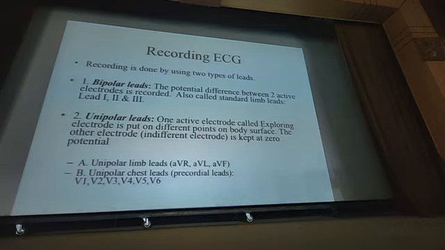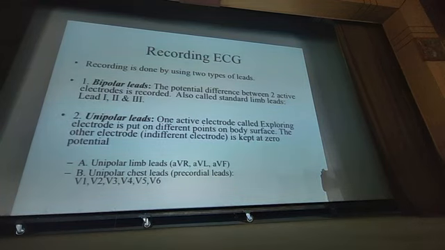If it is a unipolar lead, only one electrode is active and is put on the surface of the body. And what about the other electrode? It is formed by the potential difference of other leads. In bipolar leads, both electrodes are active, positive and negative, and the potential difference makes the lead. But for unipolar, we have one active electrode and one inactive electrode.